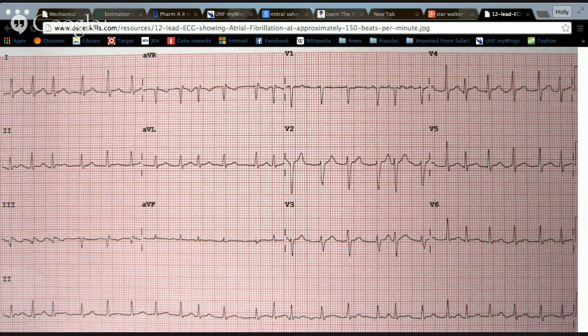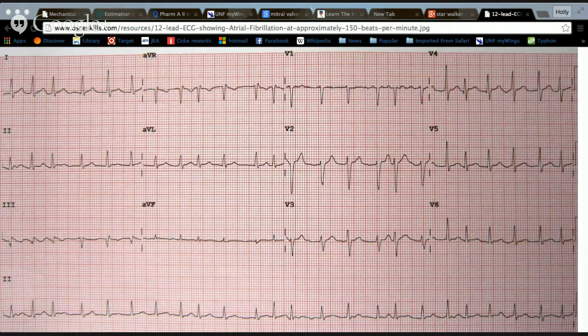Looking at the rate initially, the atrial rate is undetermined. The ventricular rate using the Dubin method of 300, 150, 100, 75, 60, and 50, I'm calculating approximately 200 beats per minute.